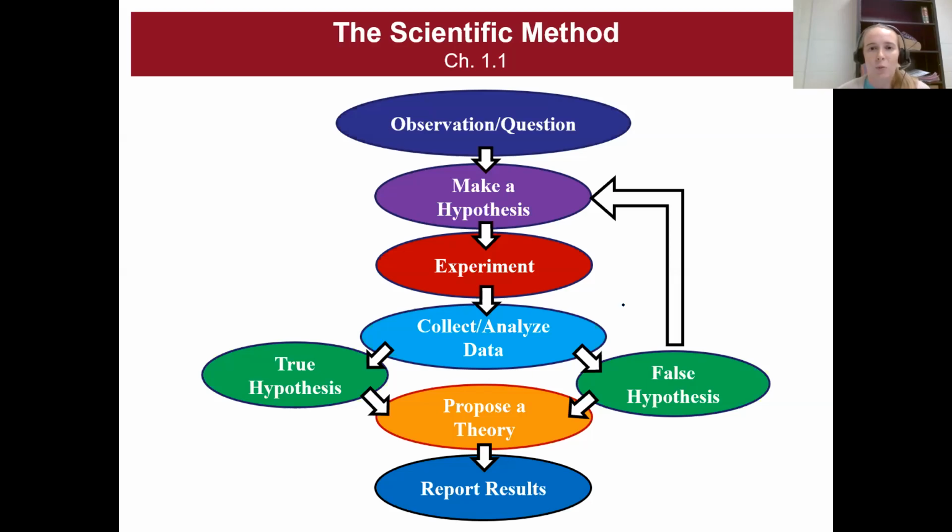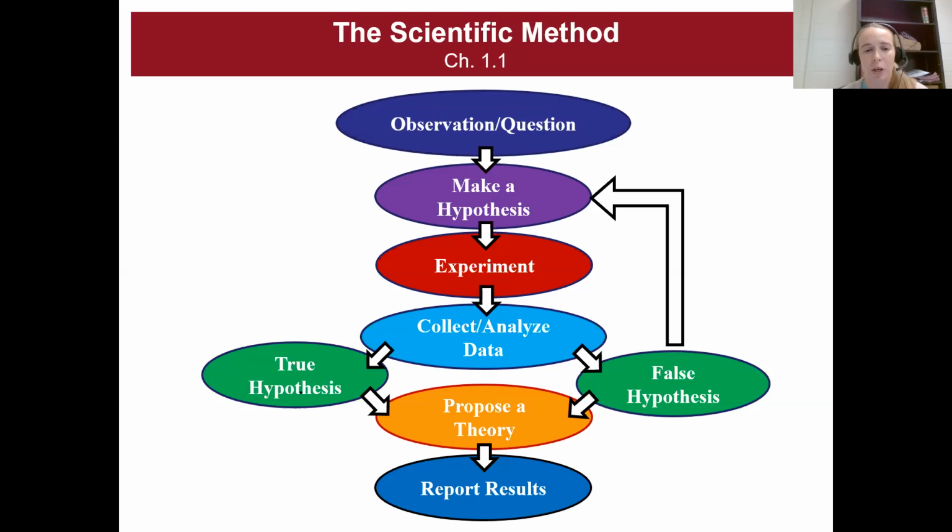But what it is, if you need a refresher, is we start with an observation or asking a question about something that we have observed in nature. We want to know more about it. We want to know why something happened. Then we make a hypothesis as to what the behavior was or how different variables are related. We make our hypothesis, and then we test it with an experiment, and we collect and analyze data from our experiment, which we use to confirm whether our hypothesis was true or whether our hypothesis was false.